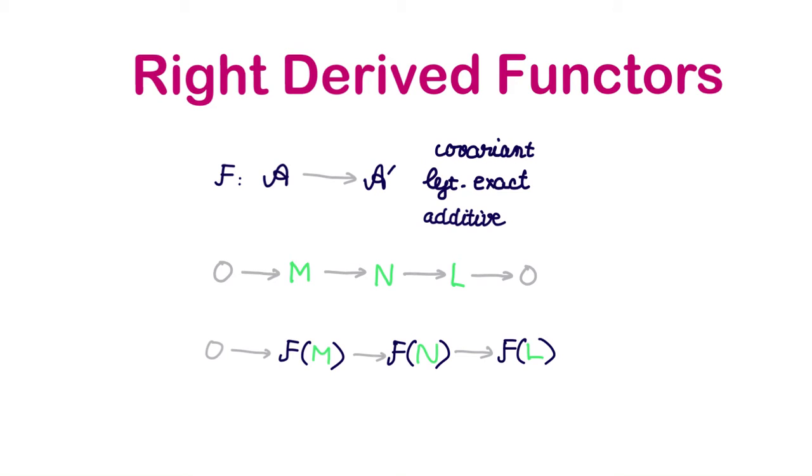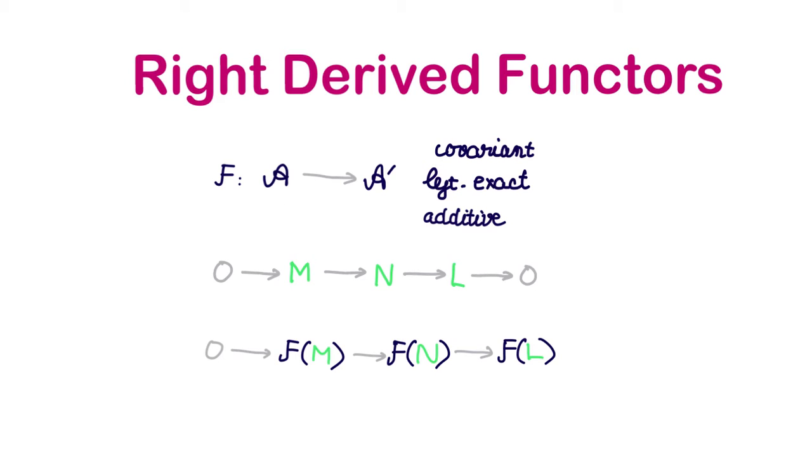The concept of right-derived functors unifies many different cohomology theories. In this video, we want to explain what they are. So let us consider a covariant left exact functor f between abelian categories.